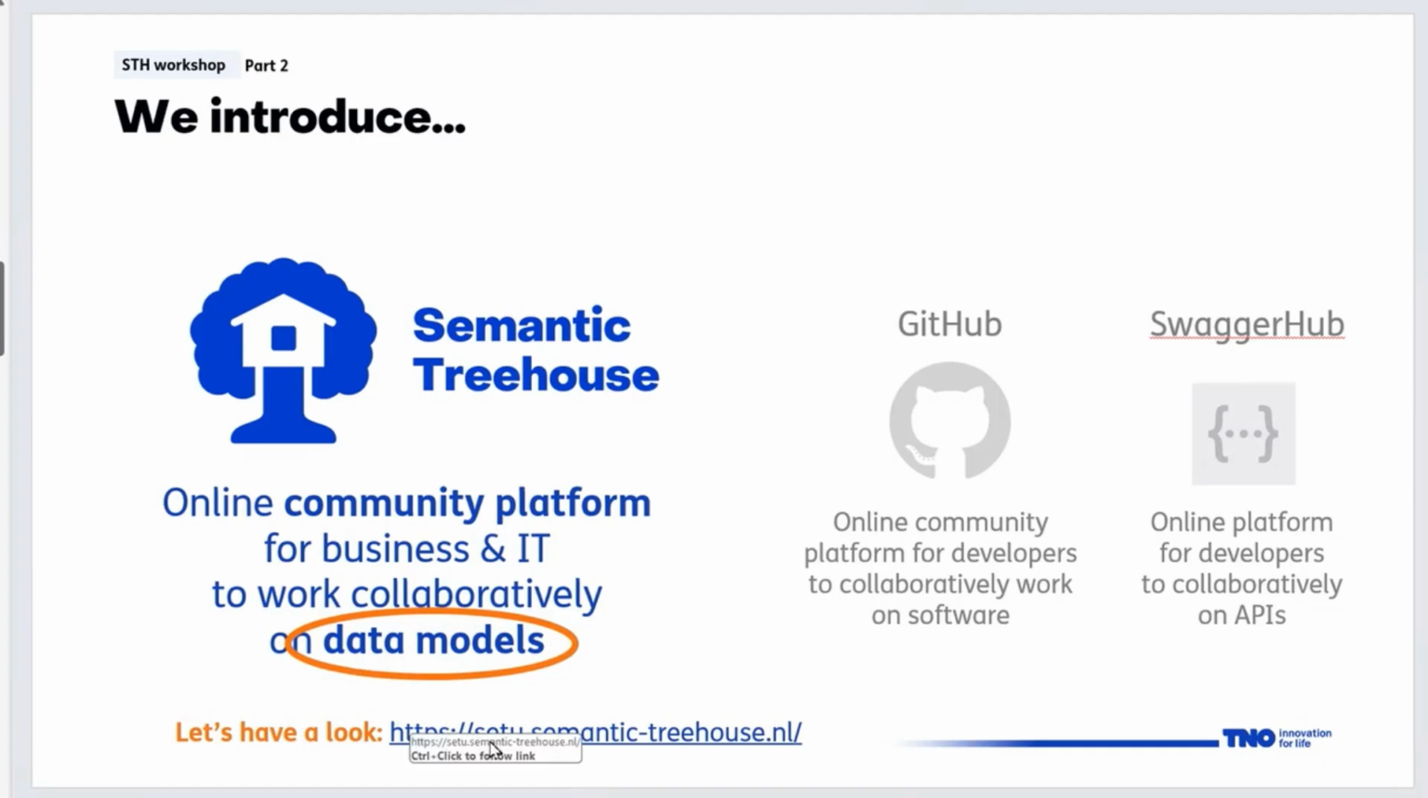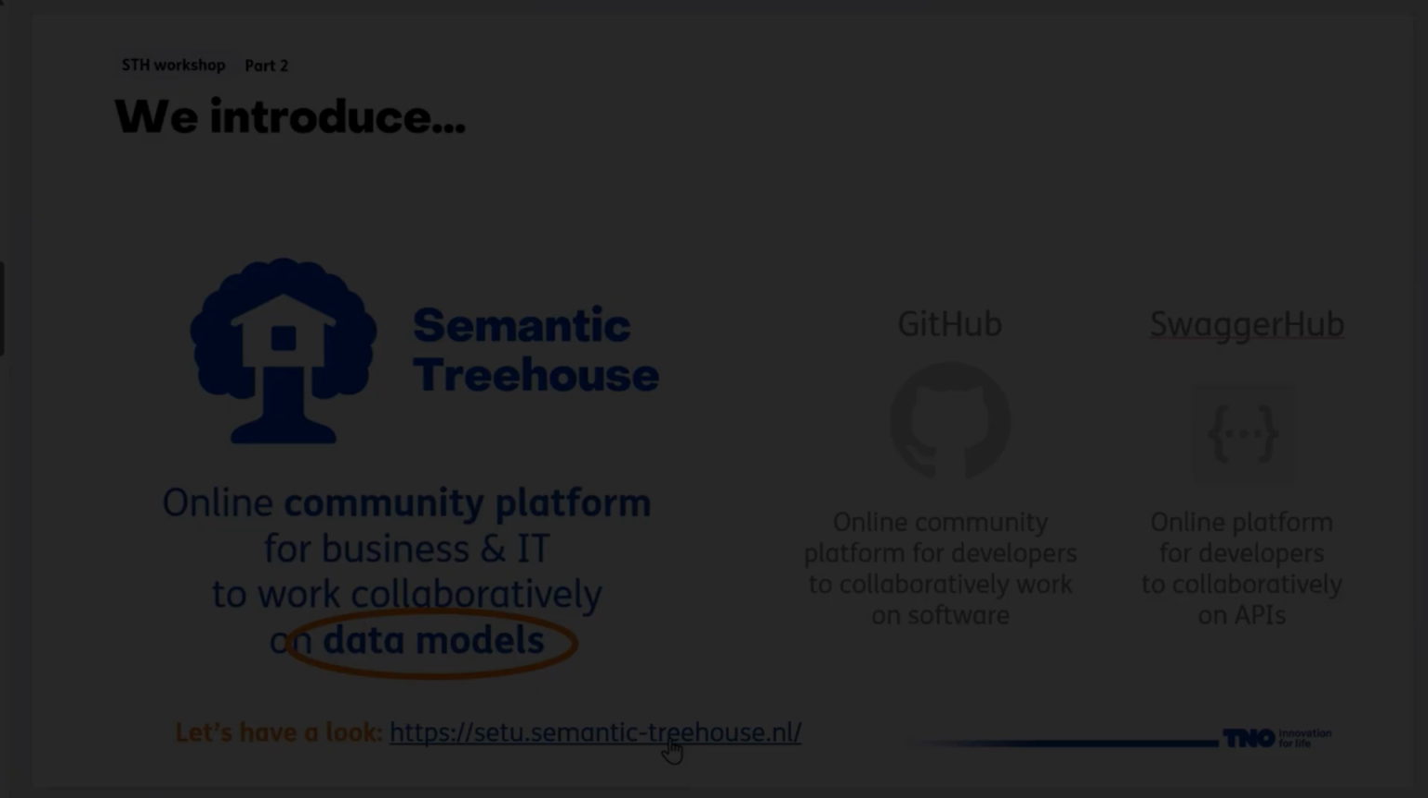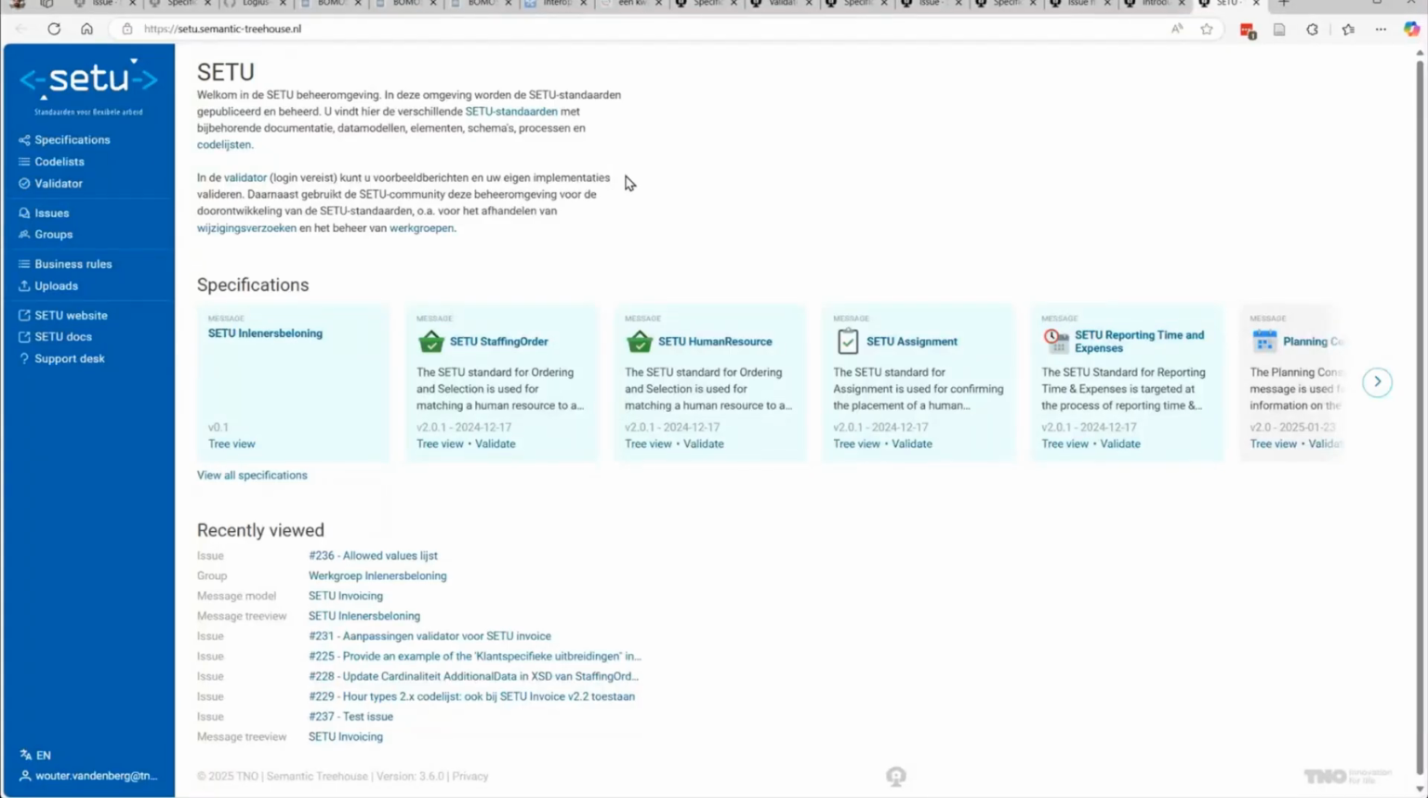So let's have a look at the setu.semantictreehouse.nl. That's what the environment is, where it's hosted. So now there you go. We have arrived at the SETU environment. And immediately you see words like a staffing order, a human resource assignment.